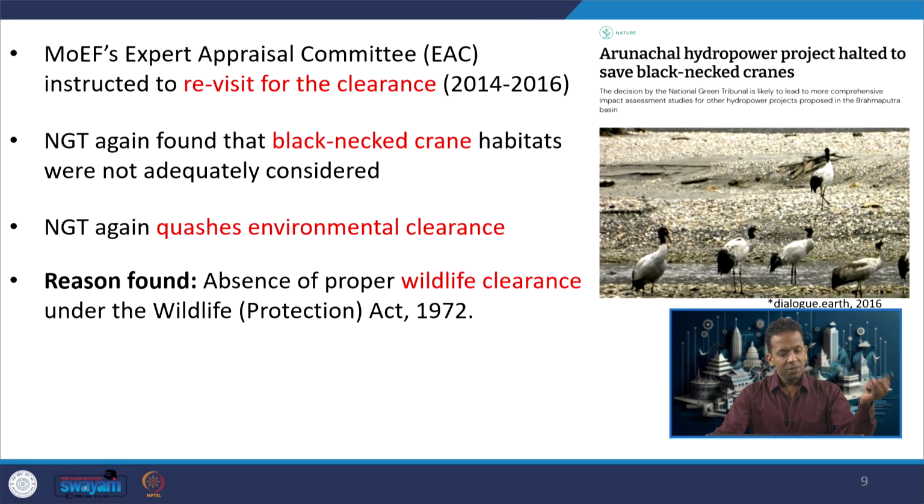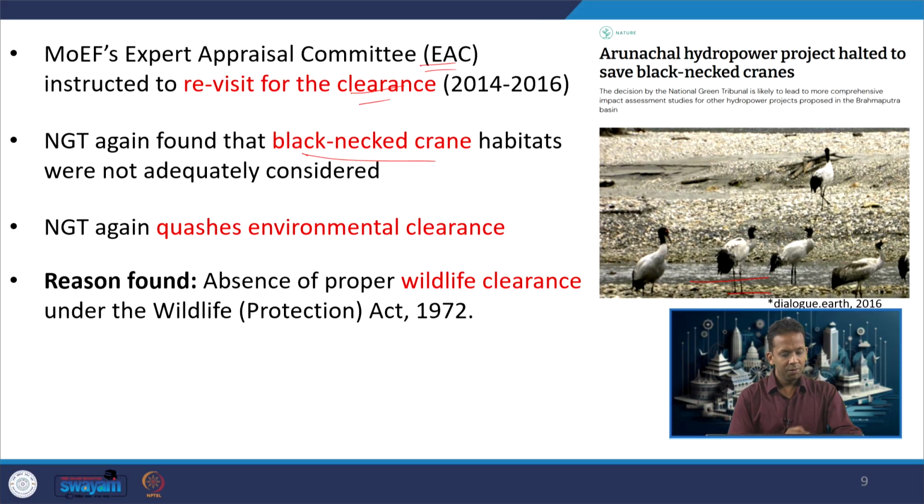So, the ministry's expert appraisal committee was instructed to revisit the clearance in 2014 to 16. When the committee went to the site, they did some more calculations and predictions, and they went to NGT again. But this time NGT again found that the habitat of some particular species, like the black necked crane, was not adequately considered, and they rejected the environmental clearance one more time.